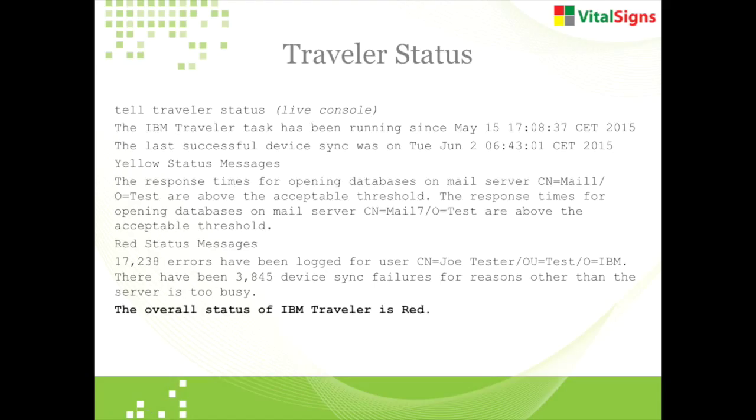You can also get this in the live console. If you say tell Traveler status, you'll get back not only the overall status of red, green, or yellow, but also the reasons for why it is red or why it is yellow.